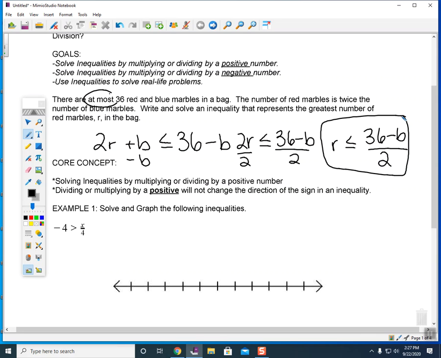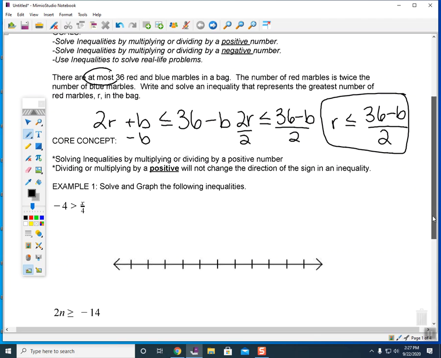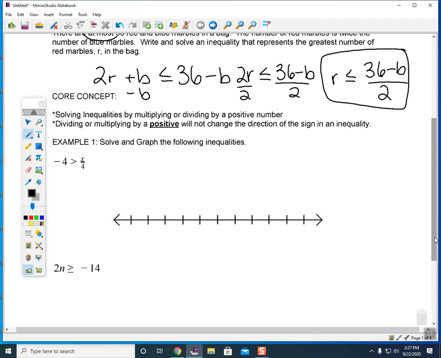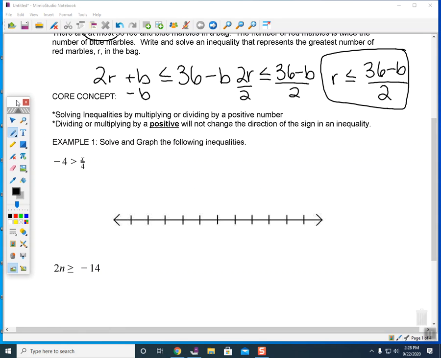Okay, so now diving into our actual material today: solving inequalities by multiplying or dividing by a positive number. When we divide or multiply by a positive number, it will not change the direction of the sign in the inequality, same as when adding or subtracting. So I've got negative 4 is greater than x divided by 4. I'm going to multiply both sides by 4, which gives me negative 16 is greater than x.